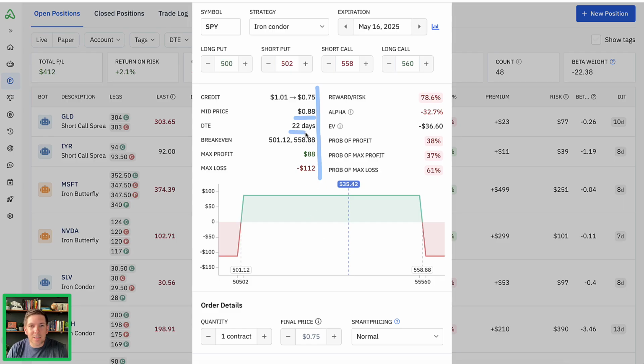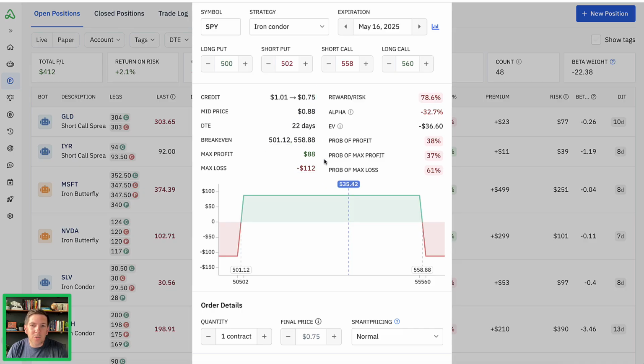You've got your days until expiration. This contract expires in 22 days. You've got your break-even prices. So we automatically calculate those break-even prices based on this mid-price credit. You've got your maximum potential profit and your maximum potential loss.